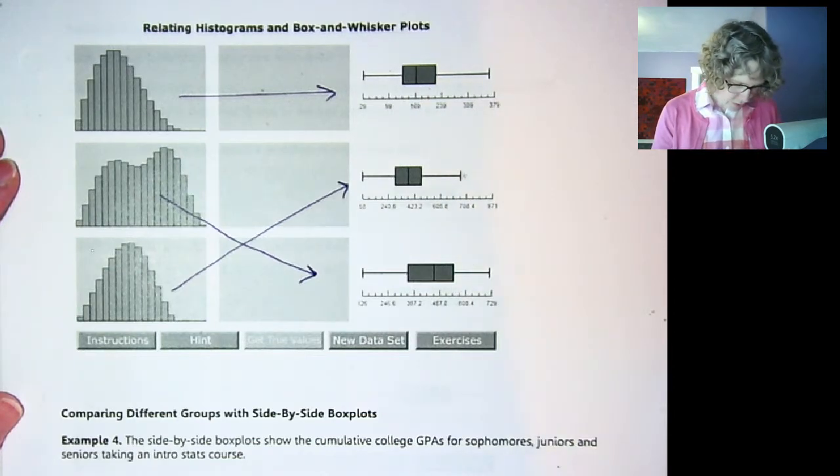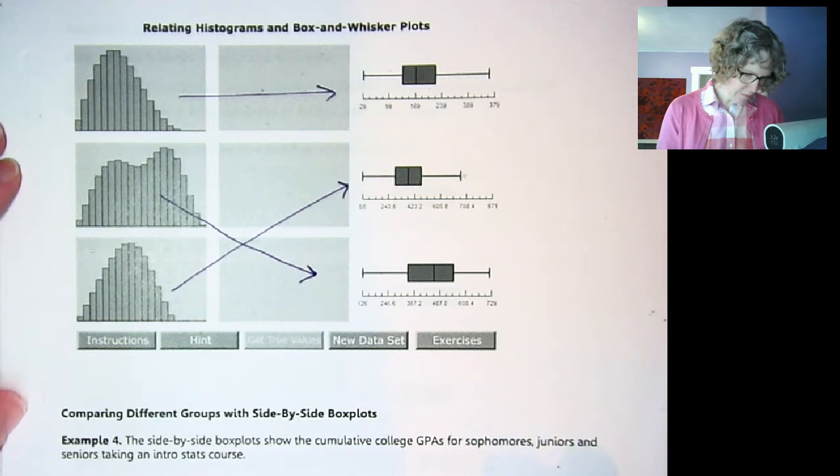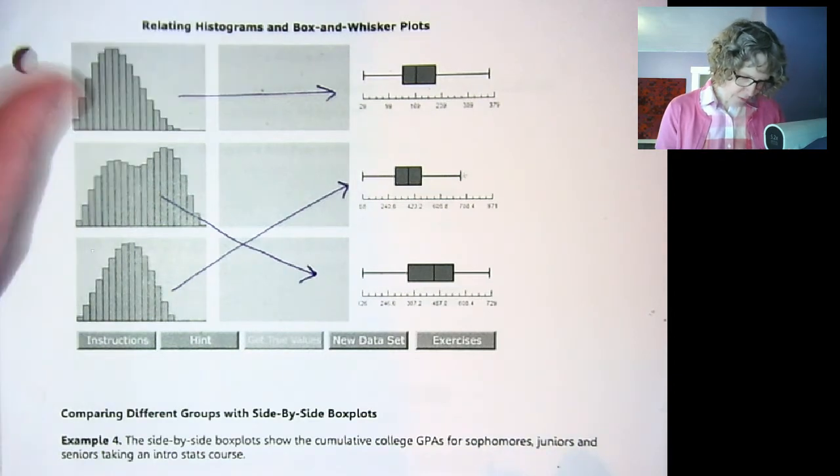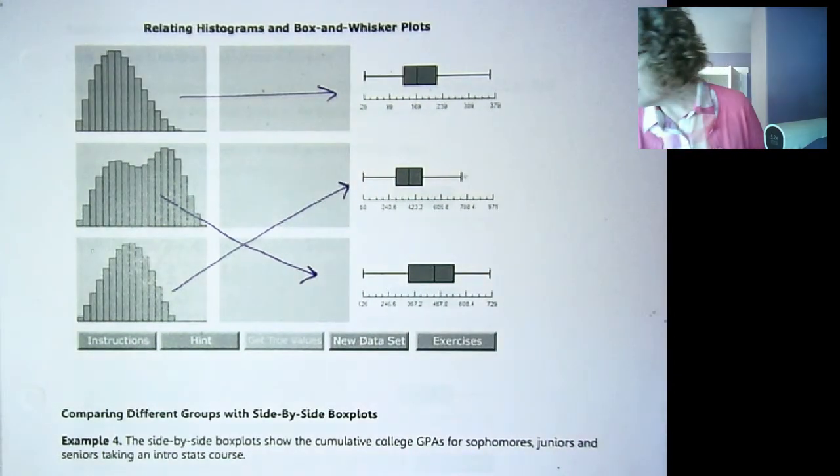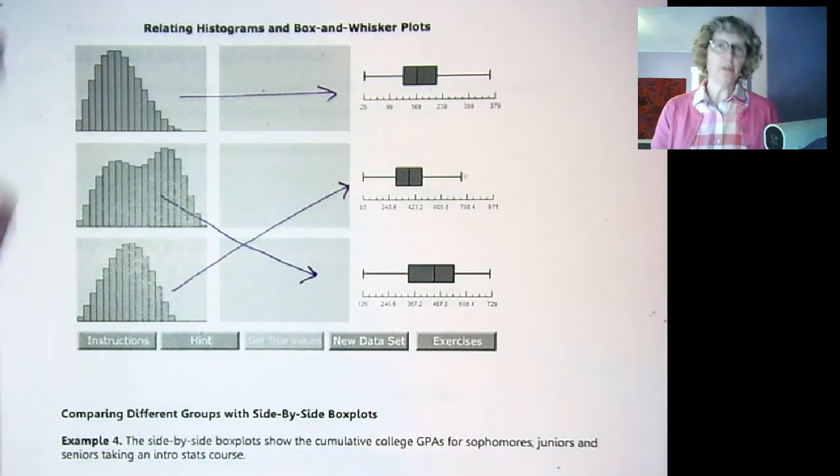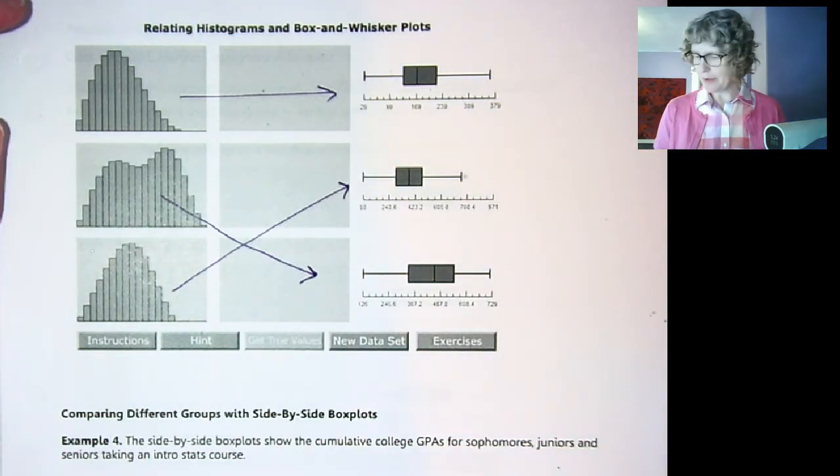Next thing is try example 4 and 5, comparing different groups with side-by-side box plots. Both of those involve that, and then we'll talk about that in the next video.